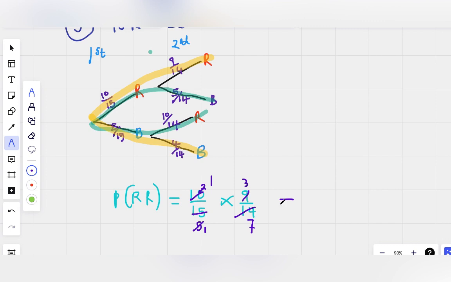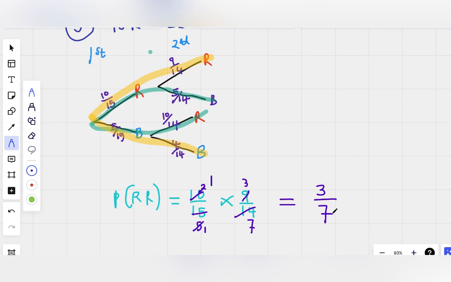So without pressing the calculator. Another way is to multiply the numerator and multiply the denominator, but simply, you can just cancel out. You get 3 over 7. So you see, it helps you to simplify to the lowest term when you cancel out. So we get the probability of both first one red, second one red being 3 over 7.